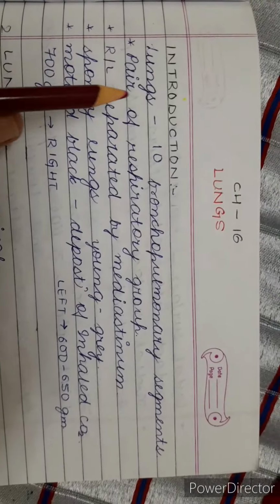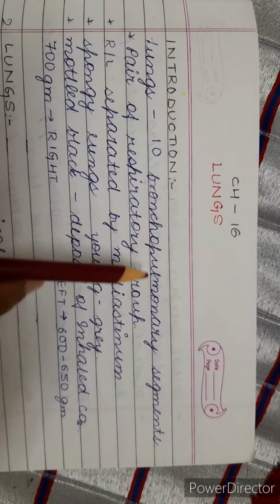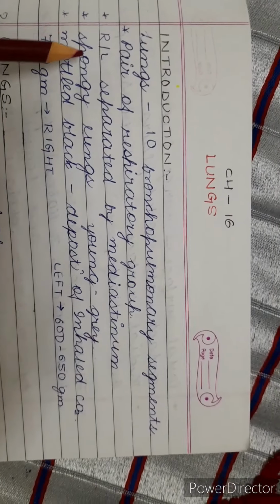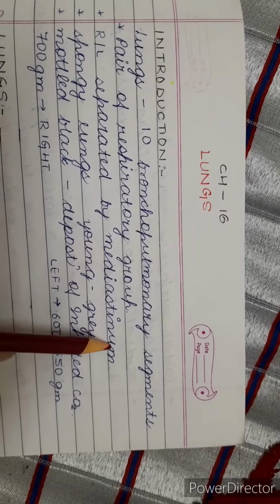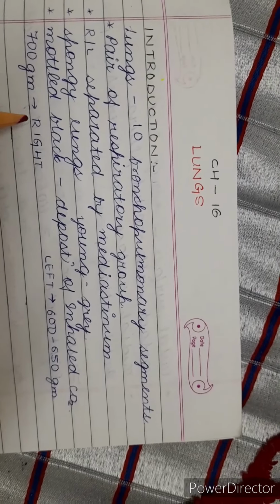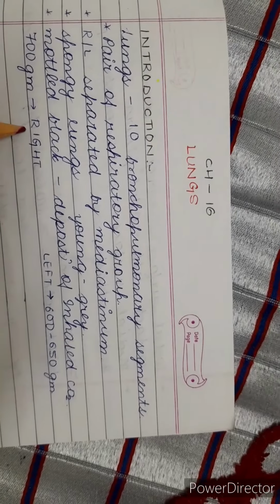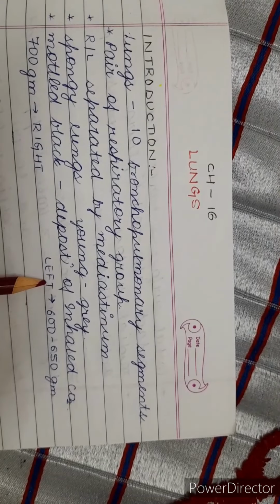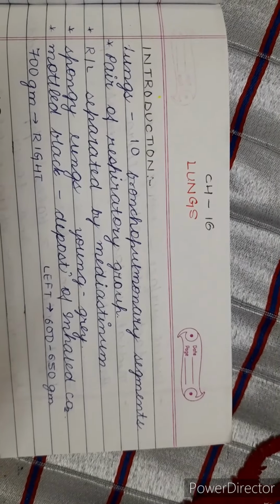Today we are going to study about lungs. Introduction of lungs. So it has 10 bronchopulmonary segments. The right and left are separated by the mediastinum. 700 gram is the weight of the right lung and the left lung weighs about 600 to 650 gram.